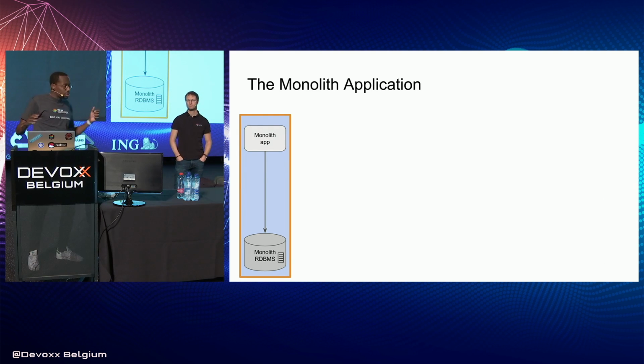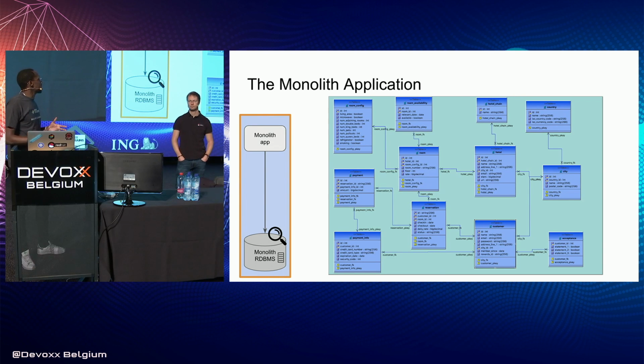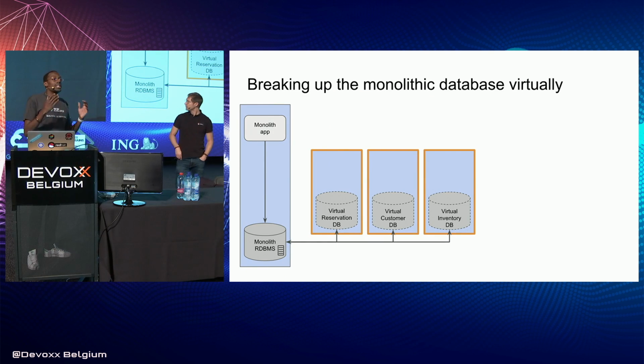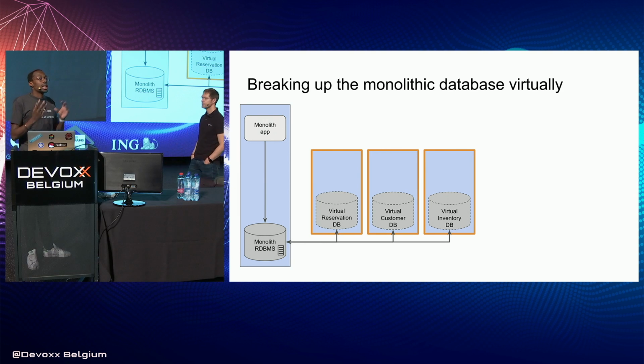On your left-hand side, you can see the original application with the monolith database, which is defined with typical data schemas. So a lot of entities linked by IDs, primary keys, foreign keys, and so on. We created a virtual data abstraction layer to break up the monolith database into three virtual databases. One for each microservice, one for each domain.